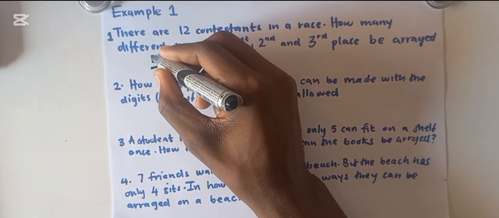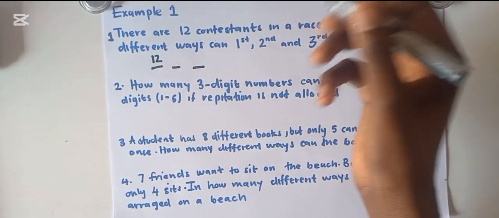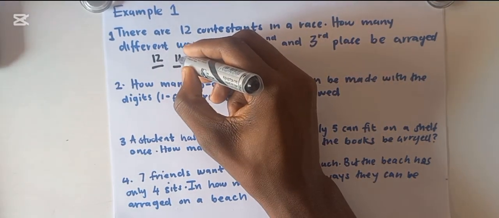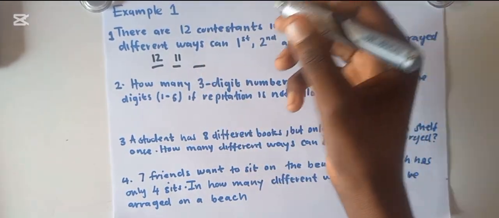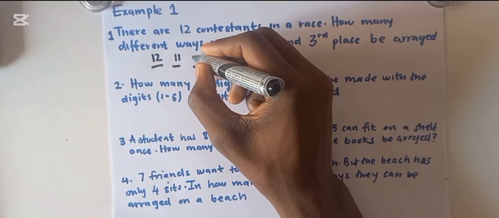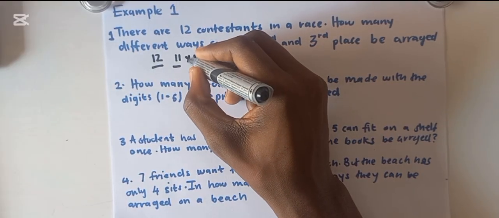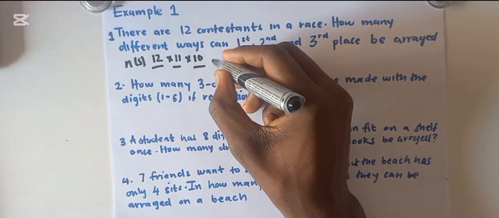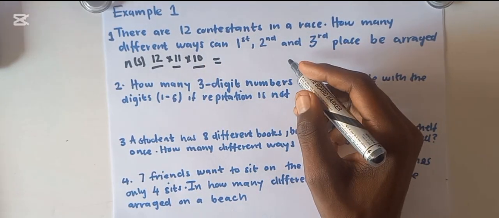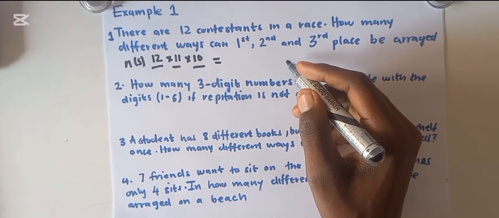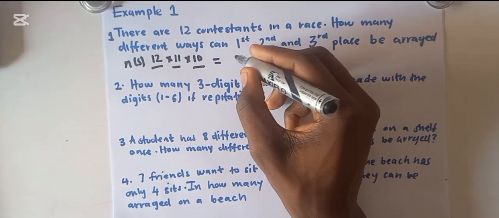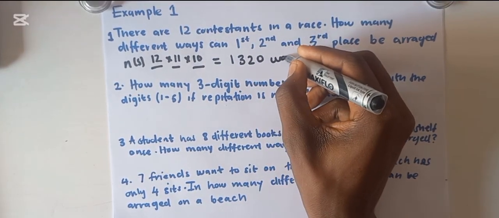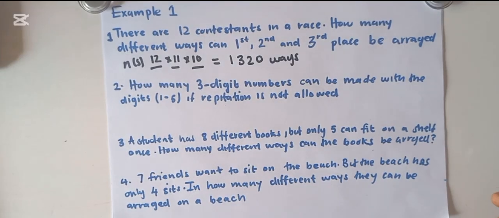So you have 12 for the first place. If you put the first one, you're just going to have 11 left. And then if you put that one also, you're going to be left with 10. If you multiply this, you're going to get the number of ways that these can be arranged. If you put this in your calculator, you're going to get 1,320 ways that these can be arranged.